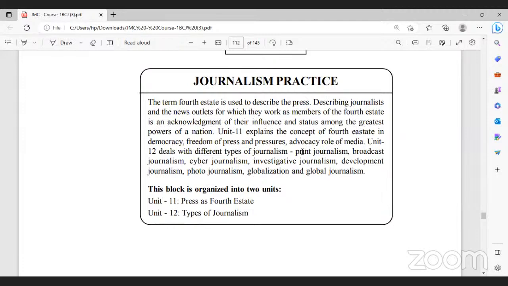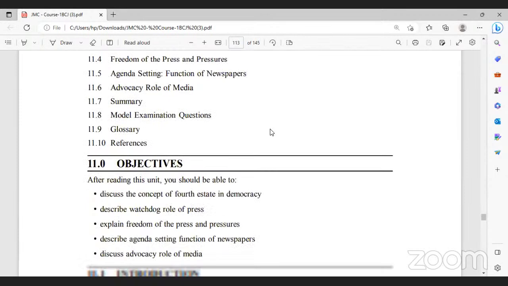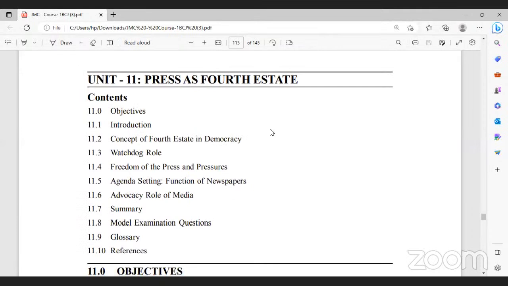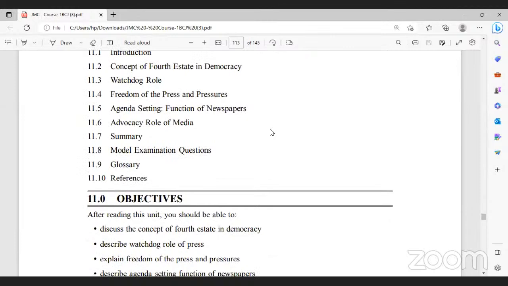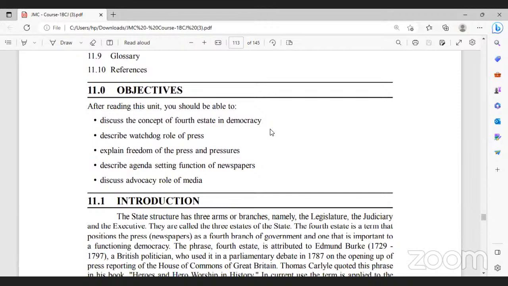So to begin with, let us understand the press as fourth estate. Students who are online, did you ever come across the term fourth estate? Anybody? What do you mean by fourth estate?